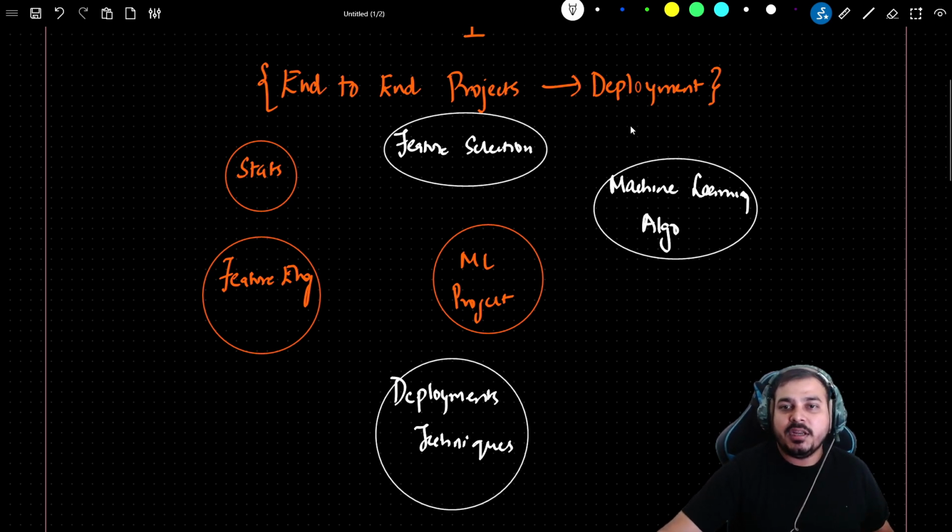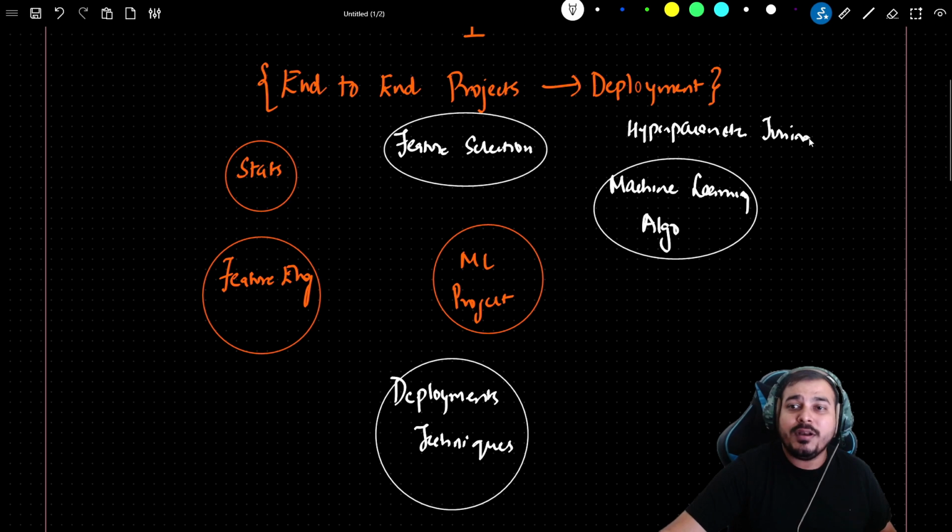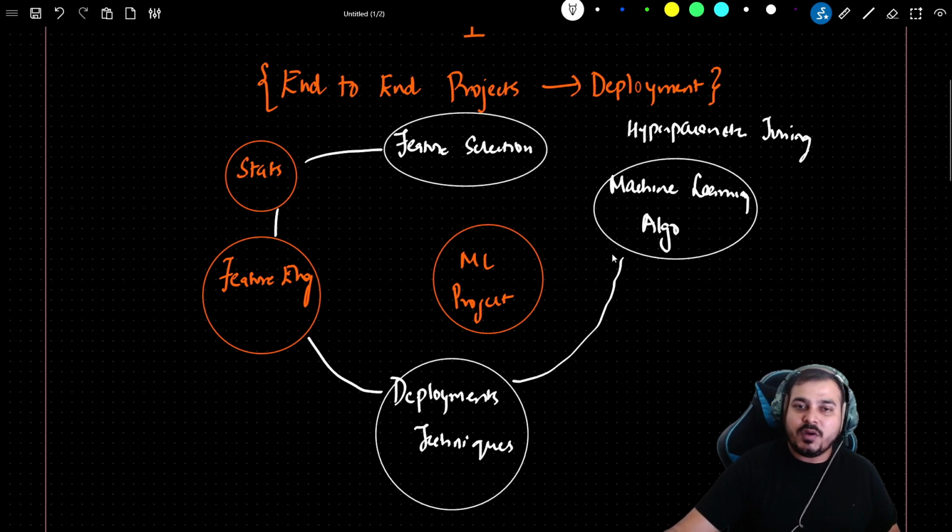Now, if I talk about machine learning algorithm, there may be also hyperparameter tuning. So everything I am trying to include, more and more important things that may be revolving. Okay. Now, around this ML project, all these things will definitely be there. If I just try to draw this, if I try to interconnect this, your entire ML project will be revolving around this.